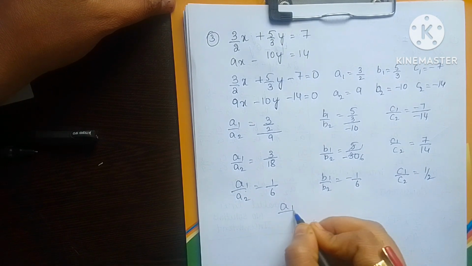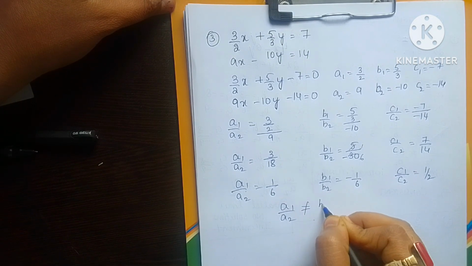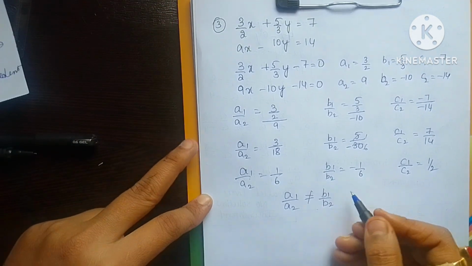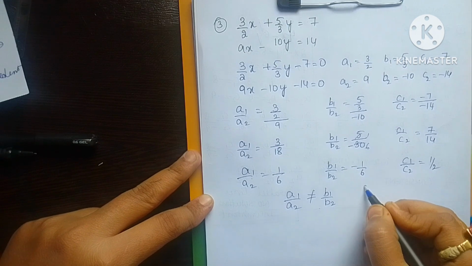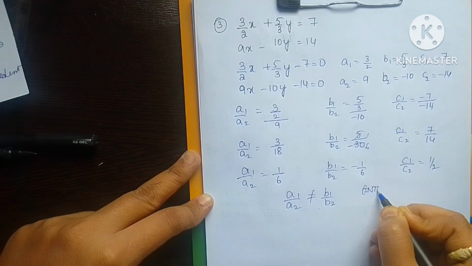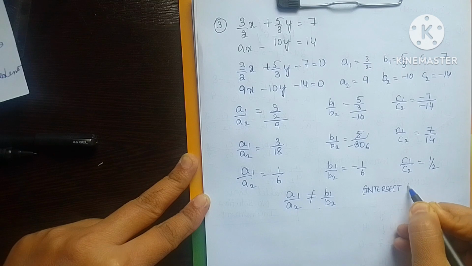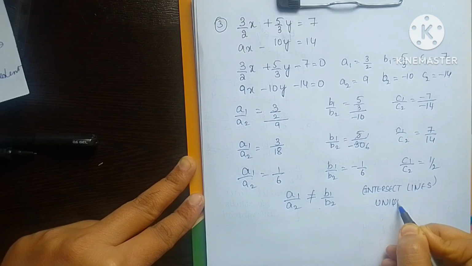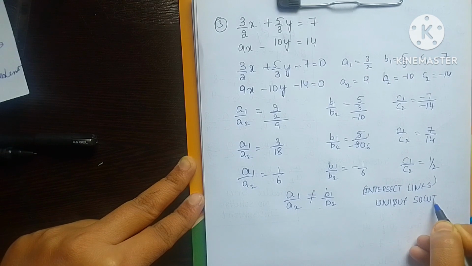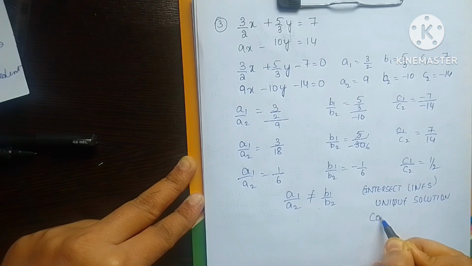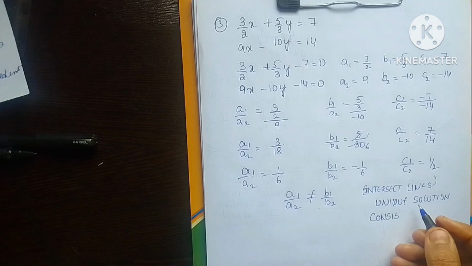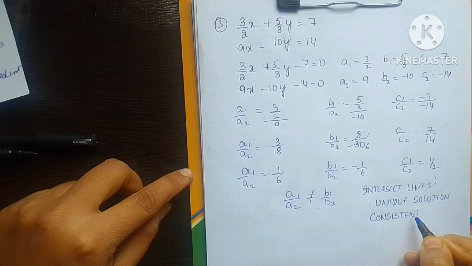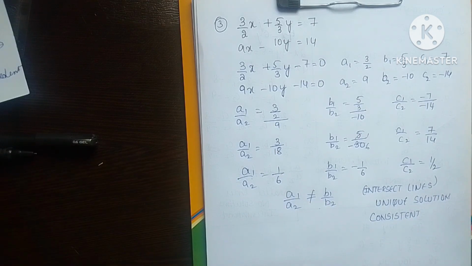We have got the condition a1 by a2 is not equal to b1 by b2. If a1 by a2 is not equal to b1 by b2, then it is intersecting lines, and it will have only a unique solution. Then the lines are consistent. Only for the parallel lines is the condition inconsistent. For the remaining two conditions, it is consistent only.